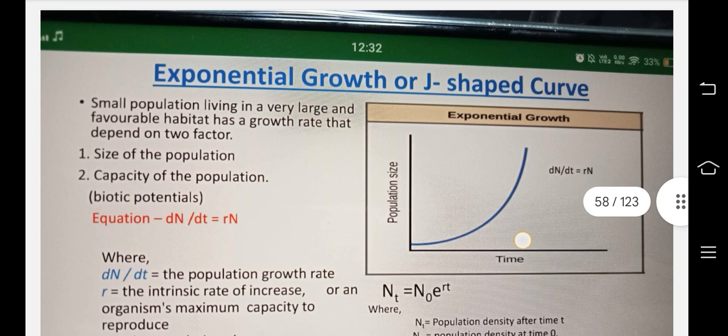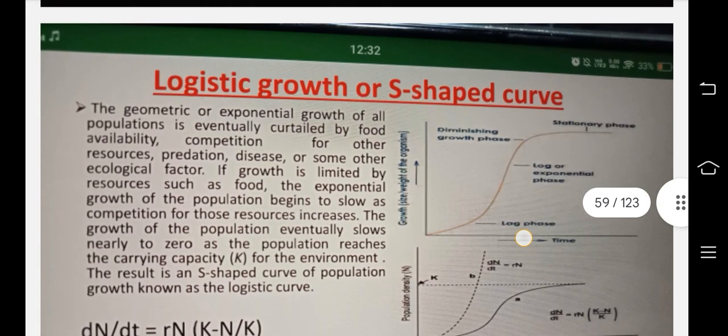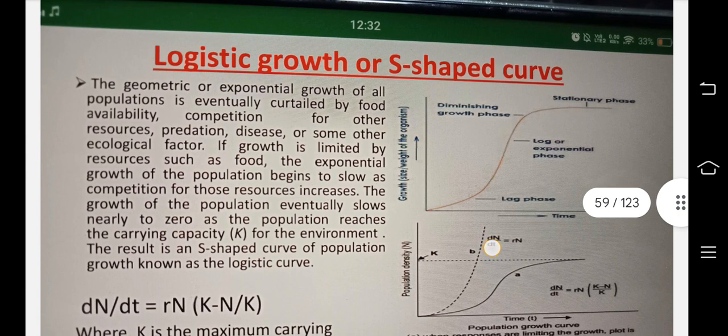S-shaped curve. Exponential growth or J-shaped curve. A small population living in a very large and favorable habitat has a growth rate that depends on two factors: size of the population and biotic potential. dN/dt is equal to rN. Then logistic growth, or S-shaped curve.